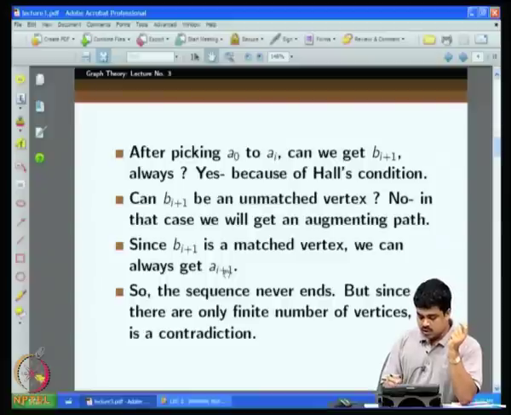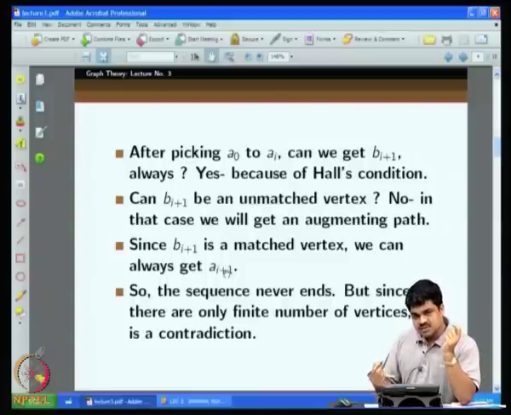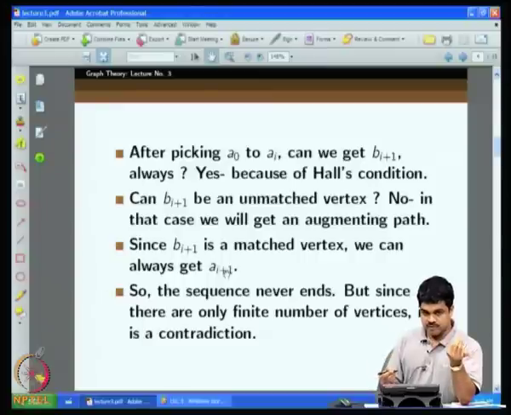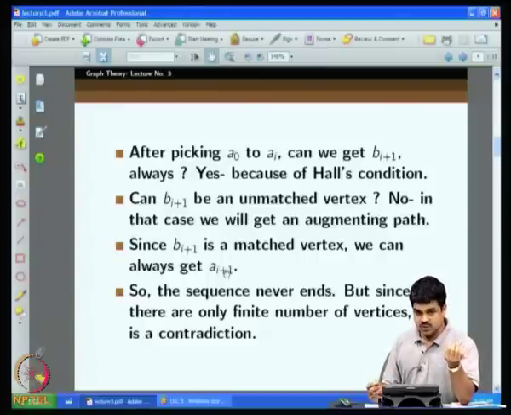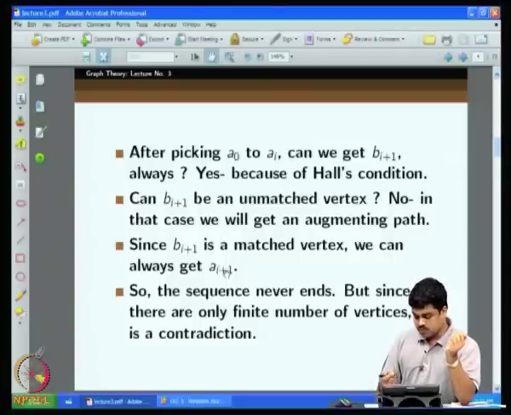So what we see is that the sequence will keep on going, we do not see an end to it, because there is no reason for it to end. Always we will find Bi+1, always we will find Ai+1, all distinct. How is it possible? It is definitely not possible, because we do not have so many vertices in the graph. The matched vertices will finish off at some point of time. Therefore, at some point we should run out of the matched vertices on the B side, and we will not get a new Bi+1. But what is the contradiction?